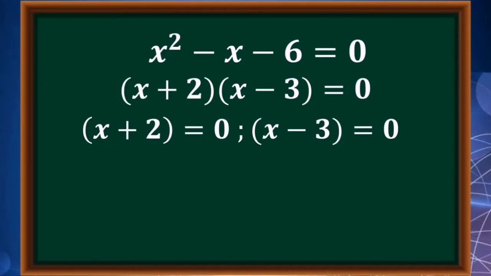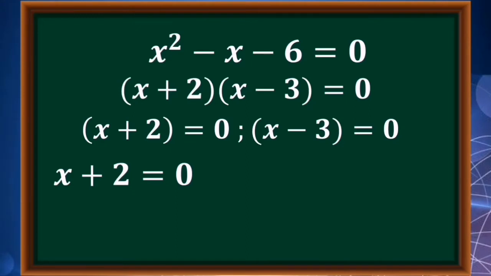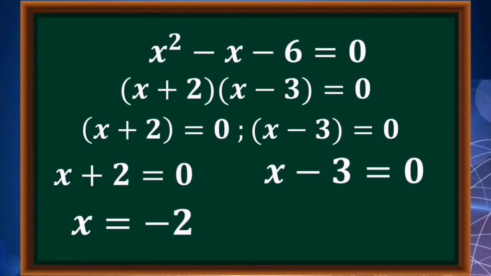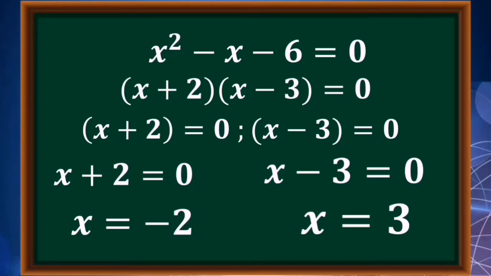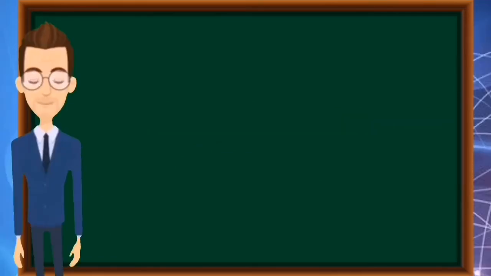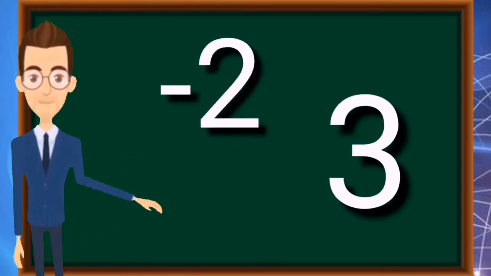To solve for our x's, first, we have x plus 2 is equal to 0. By using the subtraction property of equality, x is equal to negative 2. And for x minus 3 is equal to 0, by using the addition property of equality, we have x is equal to positive 3 or 3. You got the correct answer. Therefore, the roots are negative 2 and positive 3. And now, using the identified roots negative 2 and positive 3, we can simply get the sum and product of roots of the quadratic equation.